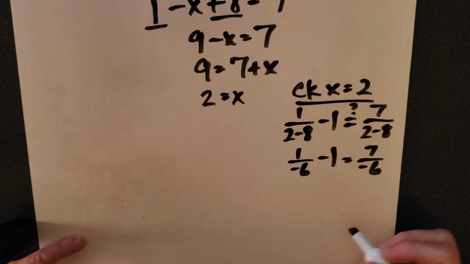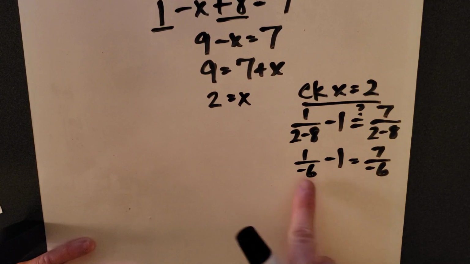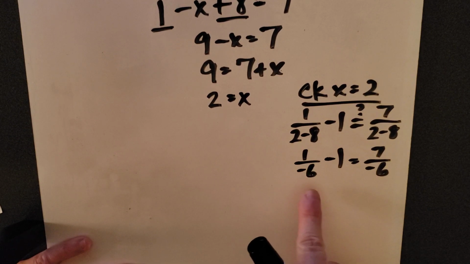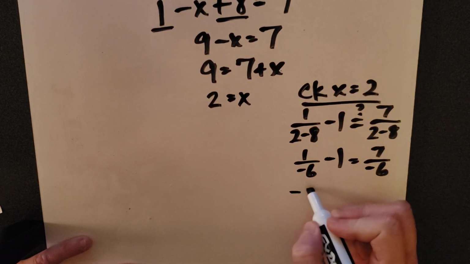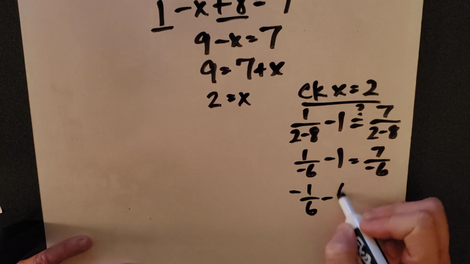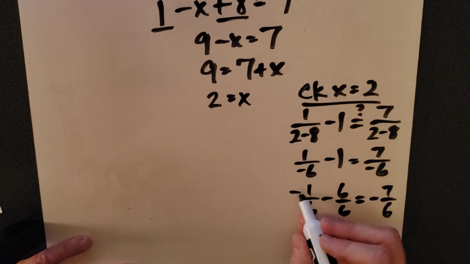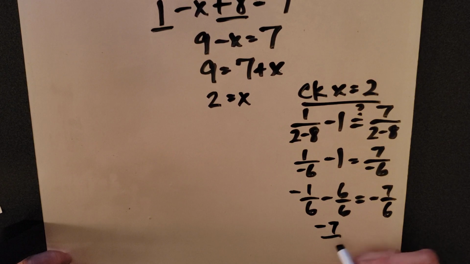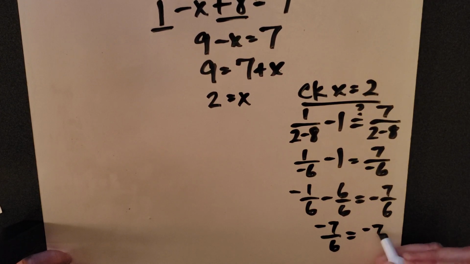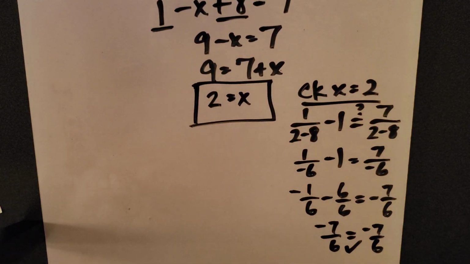So now I want to combine these, and quite frankly, the easiest way to combine these, since I've already got common denominators, is to just go ahead and express this 1 as 6 over 6. So I've got a negative 1/6 minus 6 over 6. Is that equal to a negative 7/6? And of course, a negative 1 combined with a negative 6 gives us a negative 7 over 6, which is equal to negative 7 over 6. So that checks out, and that means x equals 2 gets a box around it because it is the solution to this example.